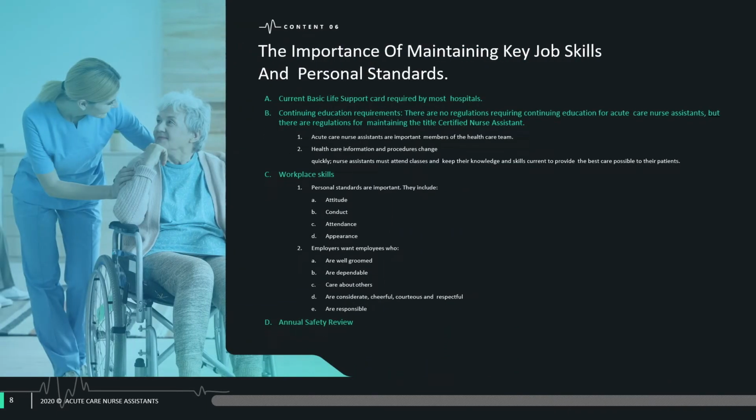The importance of maintaining key job skills and personal standards. A. Current basic life support card required by most hospitals. B. Continuing education requirements. There are no regulations requiring continuing education for an acute care nurse assistant, but there are regulations for maintaining the title Certified Nurse Assistant.